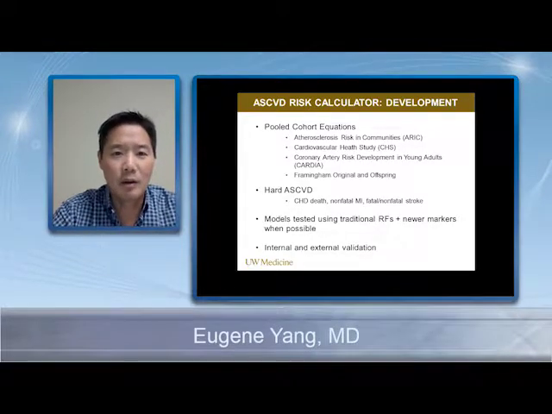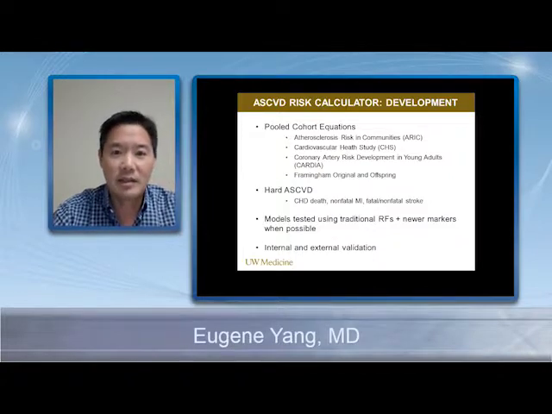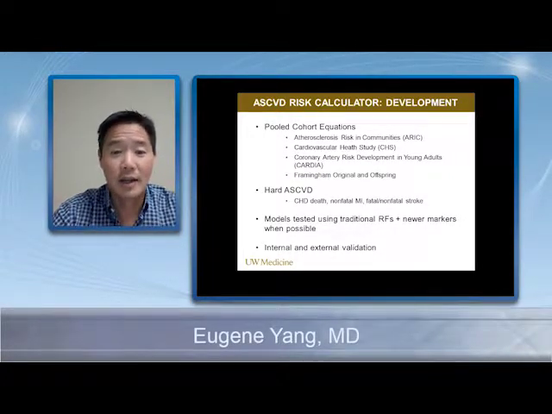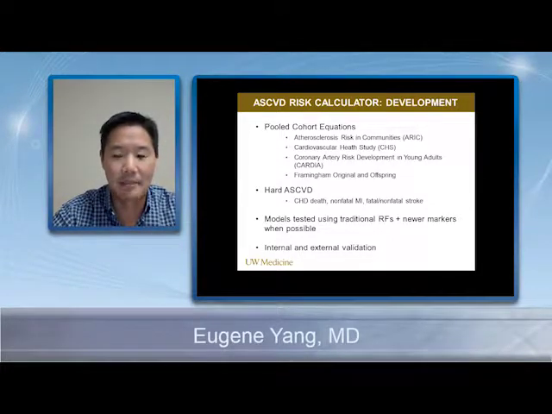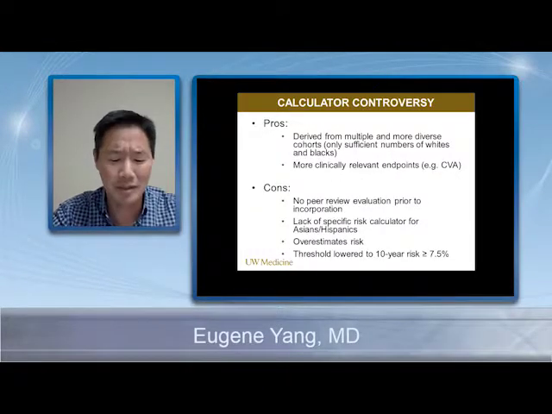So you can see here the cohorts that were used for developing the risk calculator. Additionally, they looked at only hard cardiovascular endpoints, including cardiovascular death, non-fatal heart attack, and non-fatal or fatal stroke. And they did test these models with internal and external validation and with other markers when possible, as I've outlined here. So what are some of the controversies?